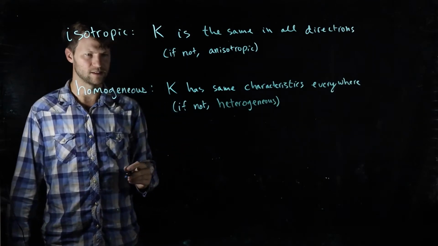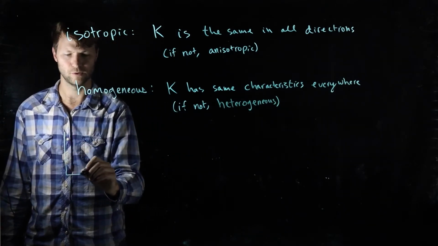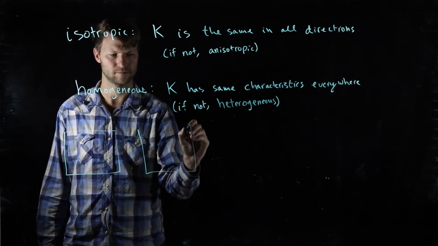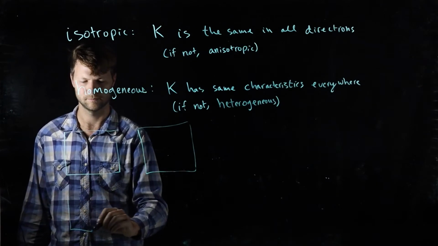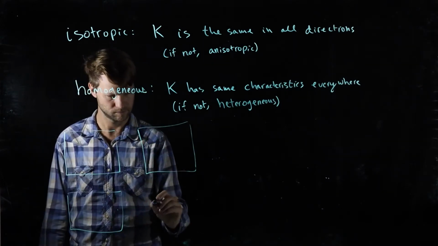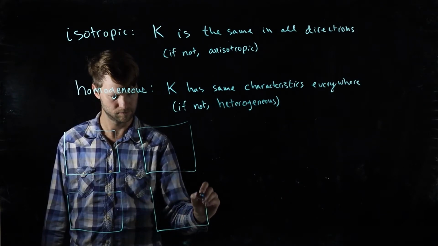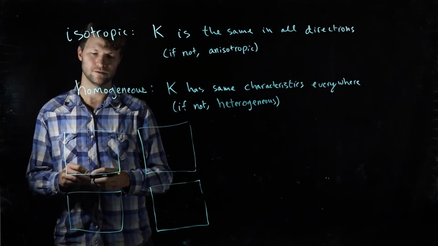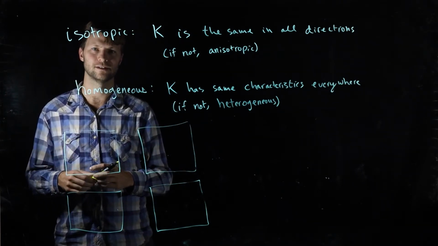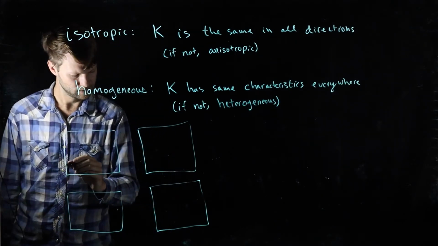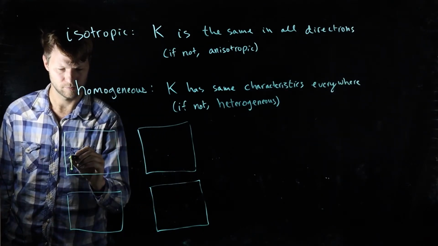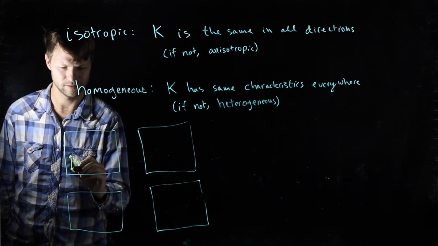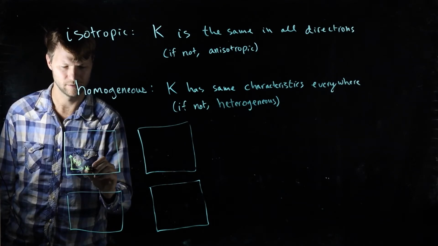Let's draw some pictures to make this a little bit clearer. We'll consider 4 different aquifers here. And I'm going to use little arrows to denote the direction and the magnitude of the hydraulic conductivity. And so this we will call K in the y direction, and this we will call K in the x direction.